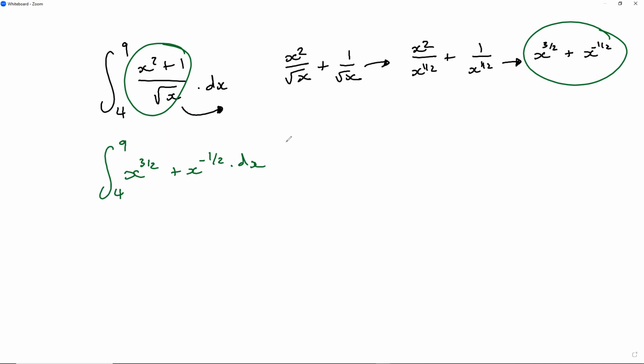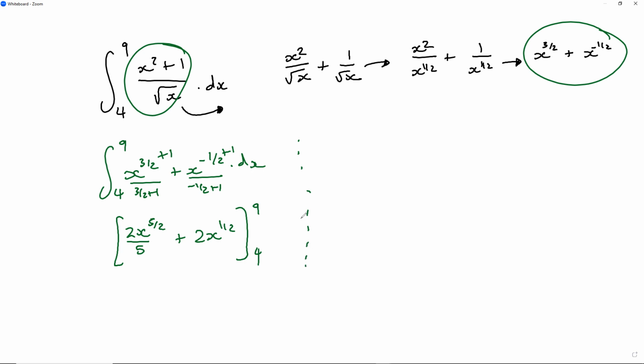Now what I am going to do is add 1 and then divide by the new power. So 3 over 2 plus 1 in the next step, and negative half plus 1. And so 3 over 2 plus 1 is like 3 over 2 plus 2 over 2, which is 5 over 2. So x to the power of 5 over 2 divided by 5 over 2 is 2 over 5. Minus half plus 1 is a half, so x to the half. Divided by half, this will be actually 2x to the power of half. And that will be from 4 to 9.